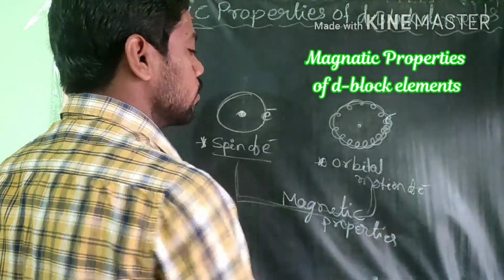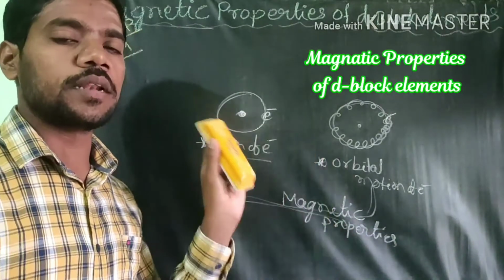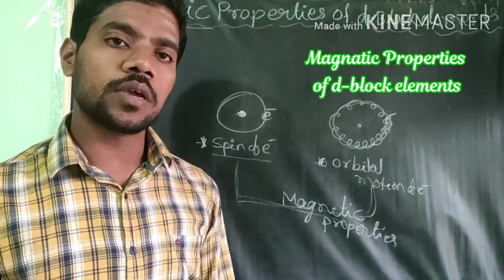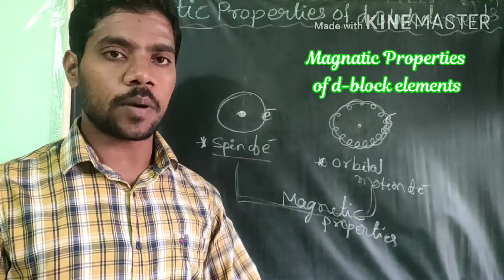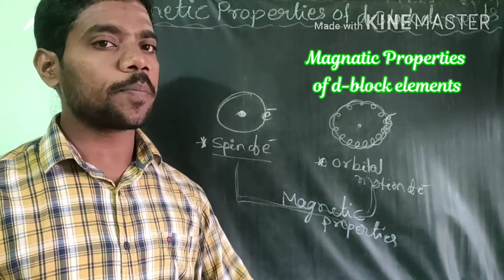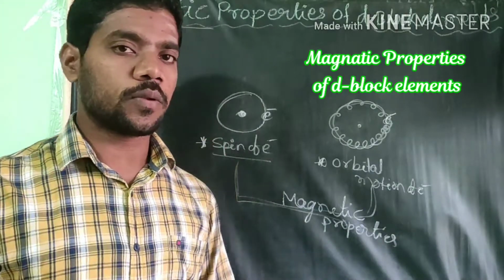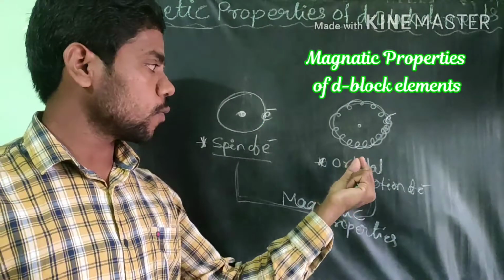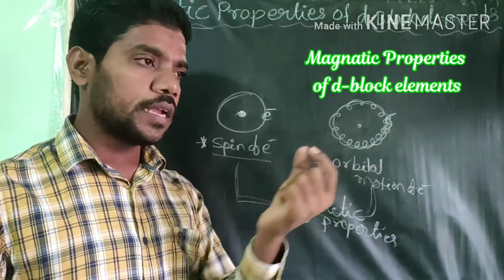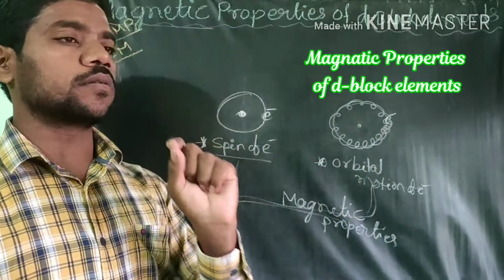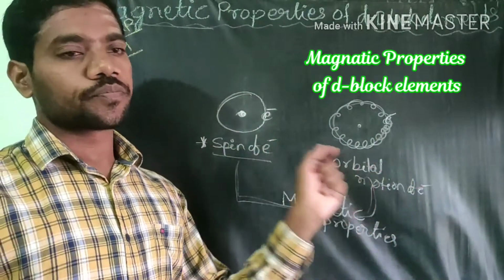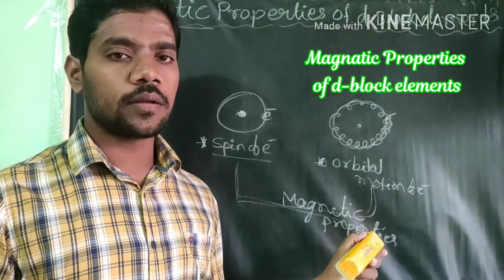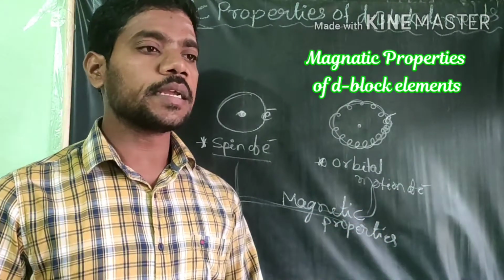From this, for any solids, I was discussing D block elements. All D block elements show magnetic moment or magnetic property. That magnetic property is due to two reasons. One is the spinning of the electron, and one more is the orbital motion, the electron revolving around the nucleus. Therefore, from these two reasons, many D block elements show the magnetic moment.